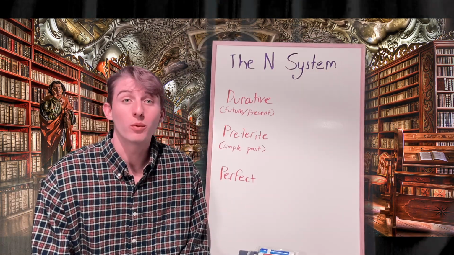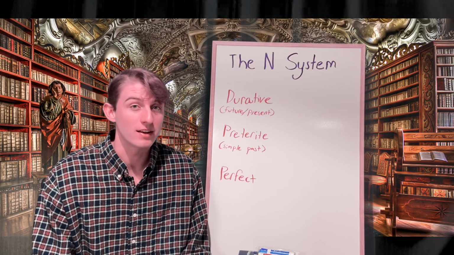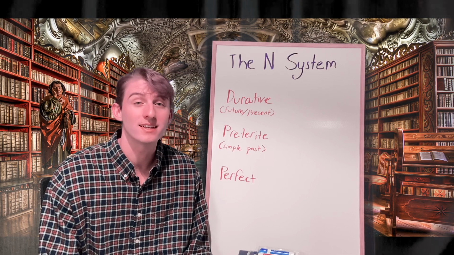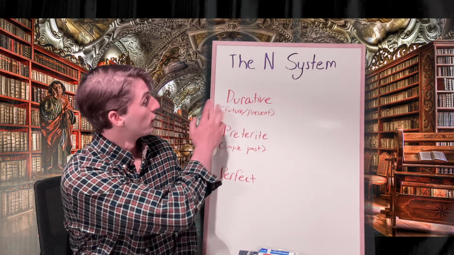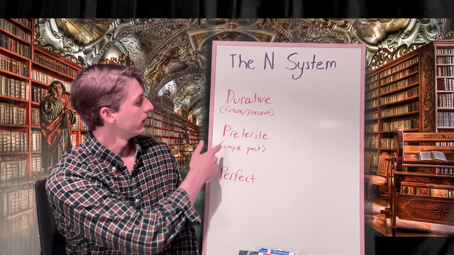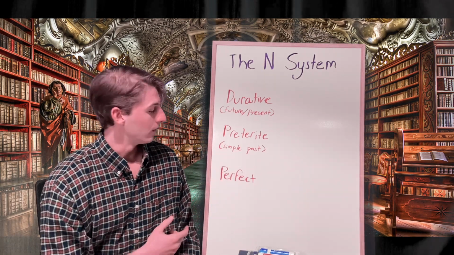So now that we've talked about what prefixes and suffixes we're going to find in the N system, let's talk about our verbal stems, which are going to tell us the tense of the verb. So we have the durative, which is the future or the present tense. We have the preterite, or the simple past tense, and we have the perfect.